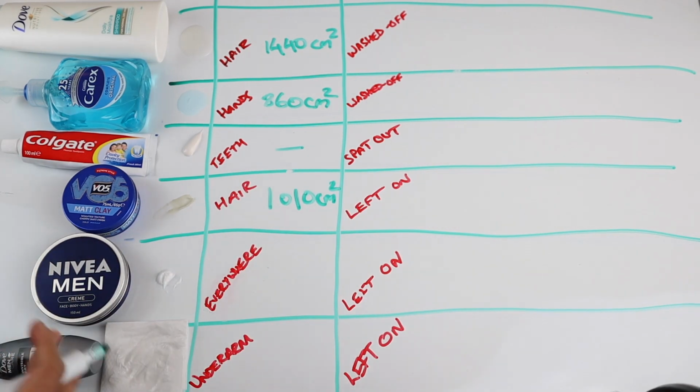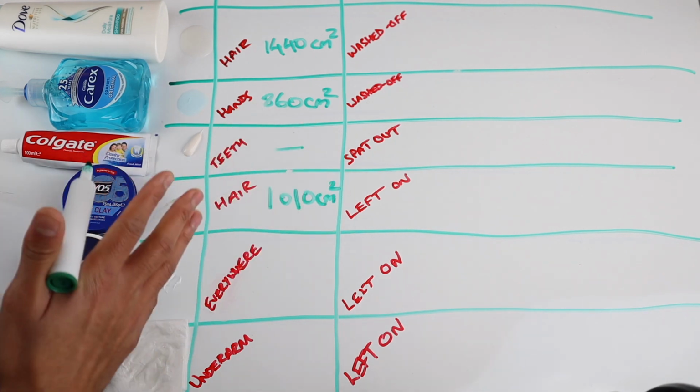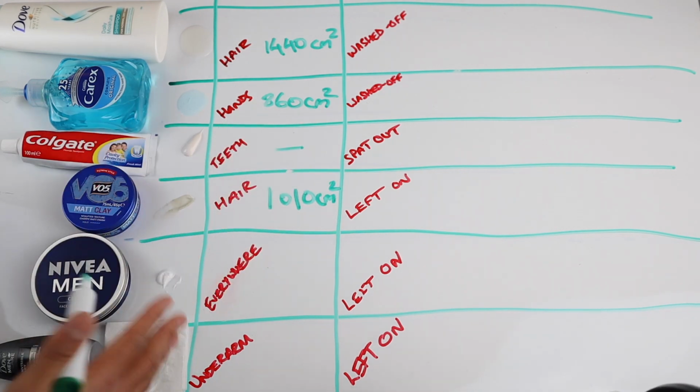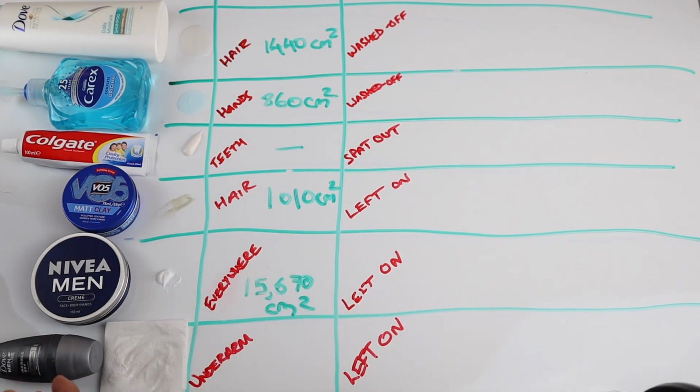Now, for a cream that specifically says apply it to any part of your body, like a body lotion, we can say it's going to be applied to your whole body. And if that is the case, then we're going to take the whole surface area of your body. And for an underarm deodorant, since it's probably used only in the underarm, we're going to take the surface area of the underarm, and that's about.